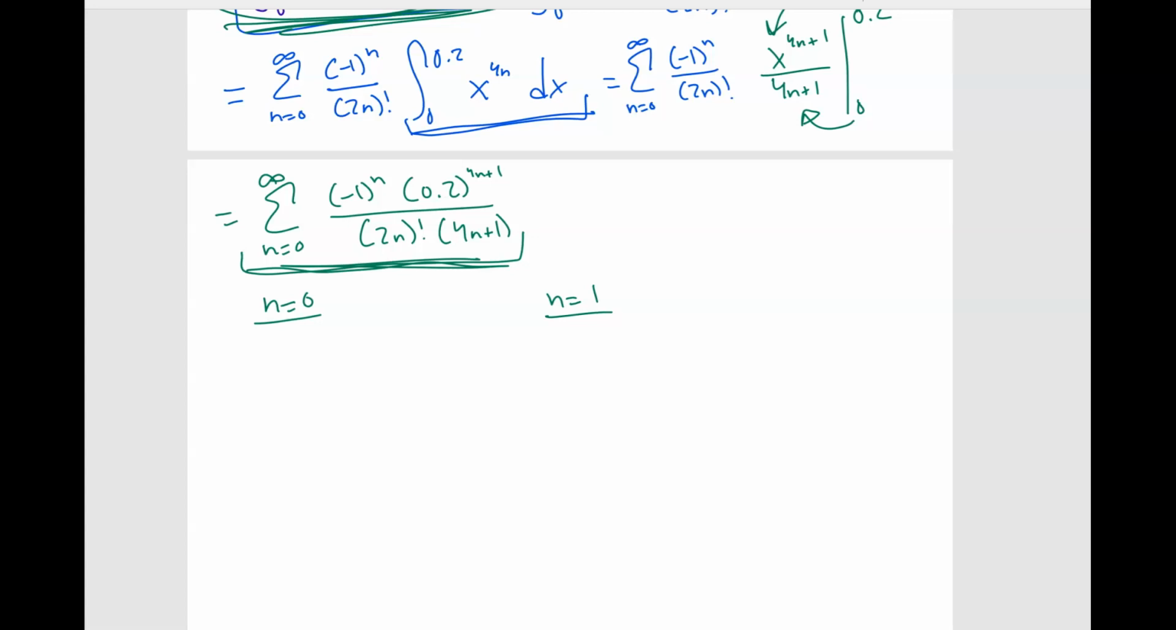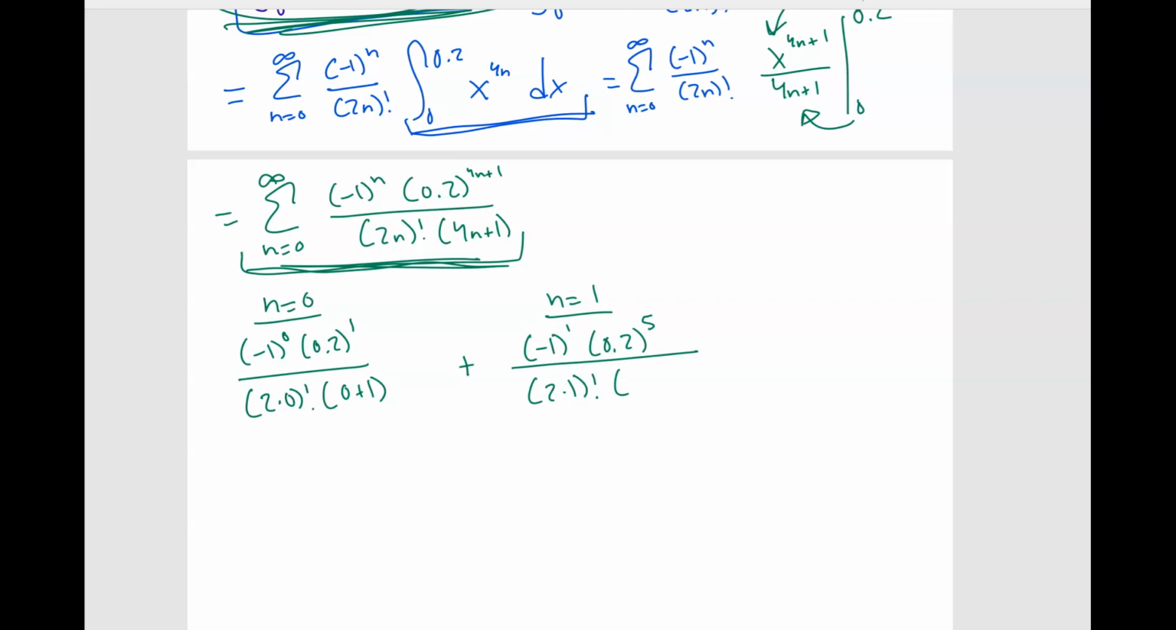So first plugging in 0: negative 1 to the 0 power, 0.2. When I plug in 0, I'm just going to get a 1. Then 2 times 0 factorial. Then this is going to be a big fat 0 plus 1. And then I'm going to add this to negative 1 to the first power, 0.2. Then you plug in 1, that's 4 times 1 plus 1 gives me 5, divided by 2 times 1 factorial. Then that's going to give me another 5.